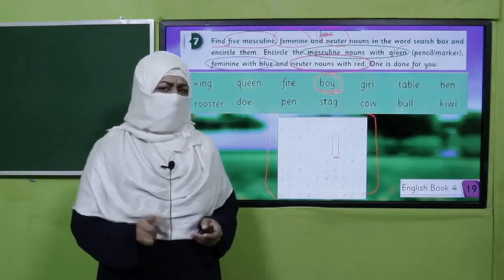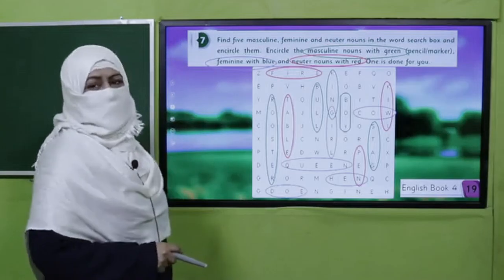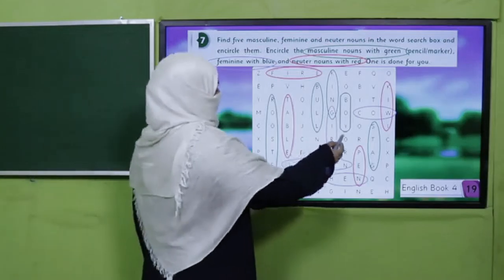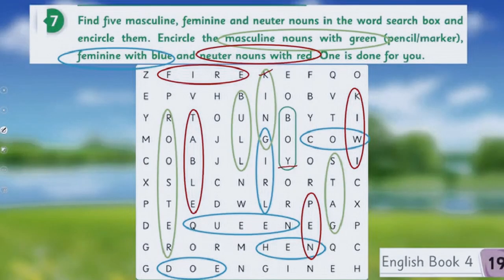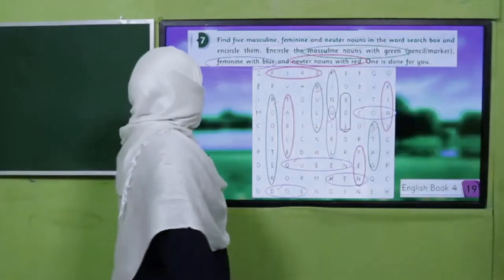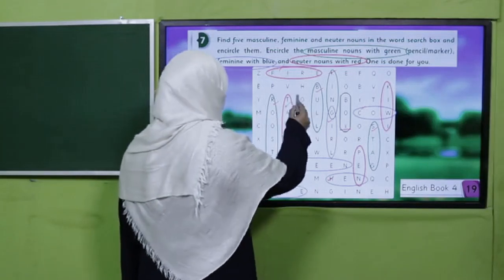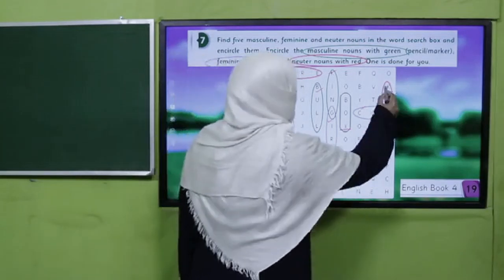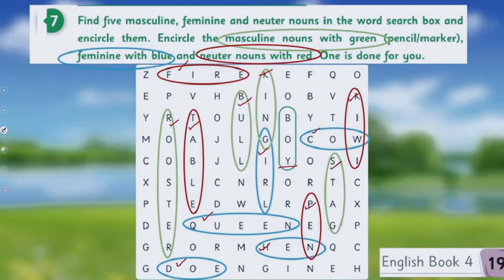Yes, my dear children, are you done? Okay, I have also completed it. Now see here, boy, king, bull, rooster, and stag are all masculine. That's why we have circled them with green. You have also circled them with green. Good. Girl, queen, doe, hen, and cow are feminine. We have circled them with blue color. And fire, table, pen, kiwi, they are neuter. We have circled them with red.